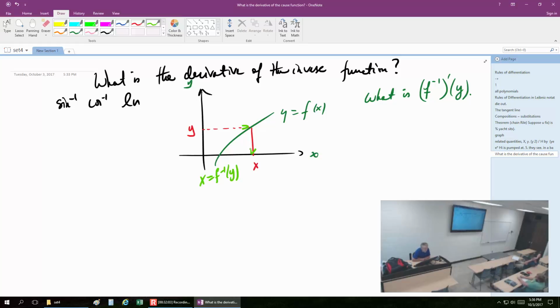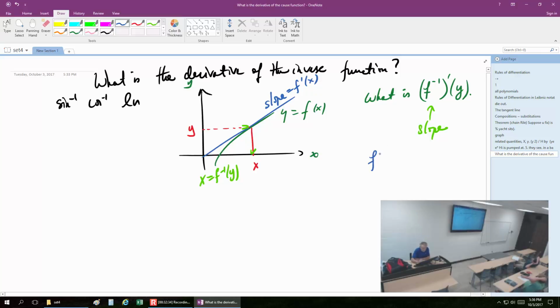So the question then only becomes, what is the relation between the derivatives? Because now actually we're talking about the slope. We're talking about the slope of the inverse in terms of the slope of y. So suppose this is the slope of the original function, and it is equal to f prime of x. Okay? But now I have to look at the opposite.